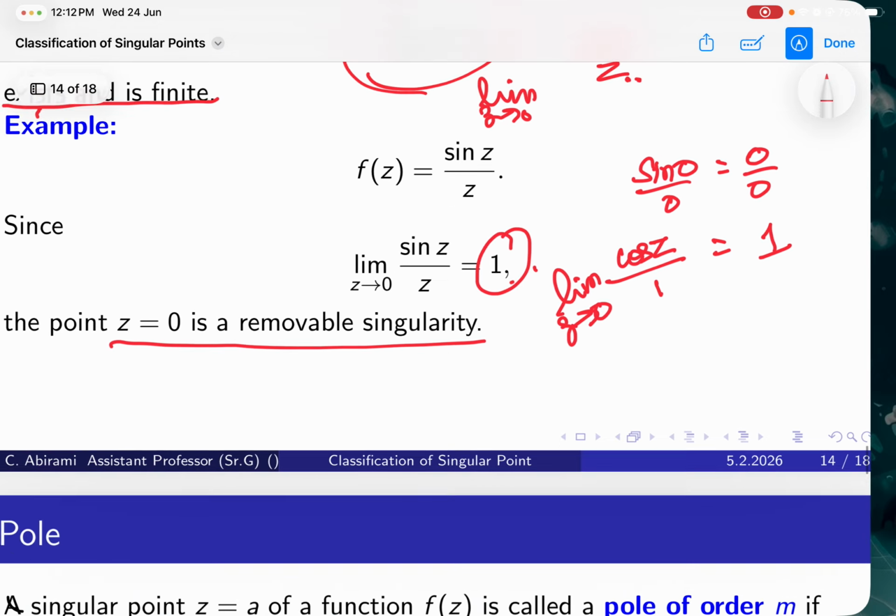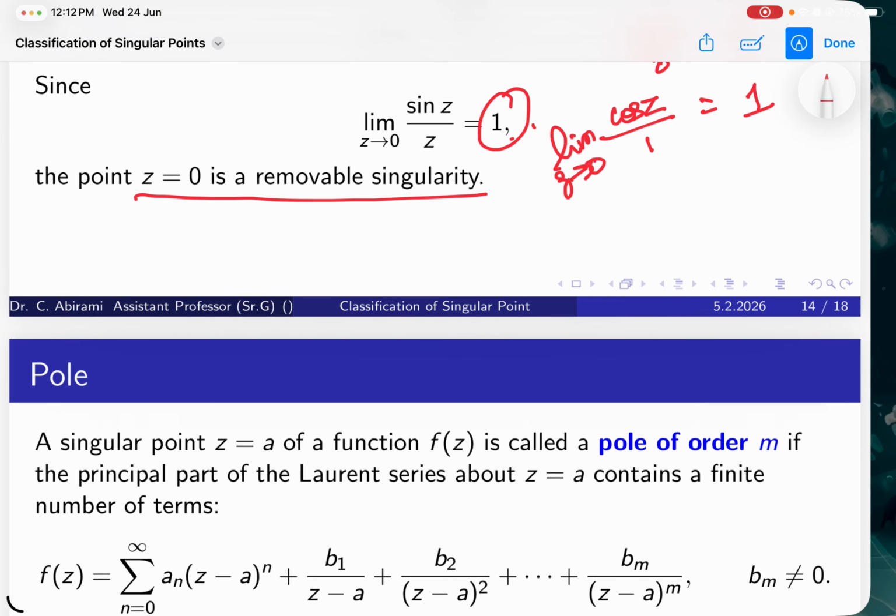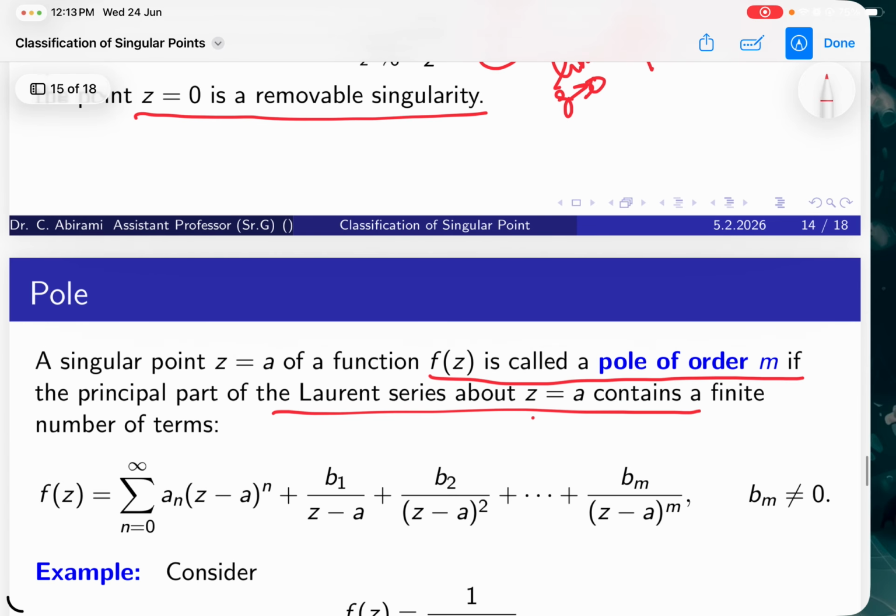Okay. So next we talk about pole. A singular point z is equal to a of a function f of z is called a pole of order m if the principal part of the Laurent series about z is equal to a contains a finite number of terms. That means the Laurent series expansion contains a finite number of negative powers of z minus a. Then I can conclude that it is a pole of order m.